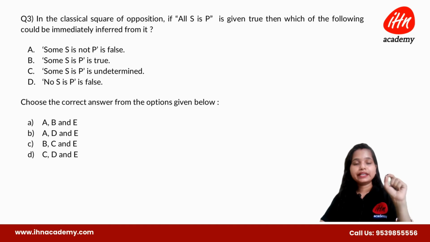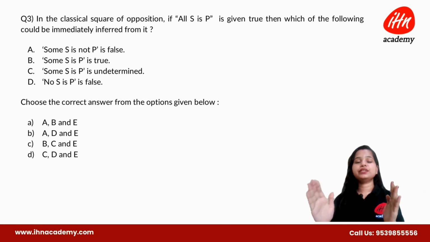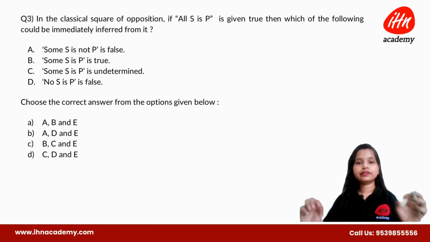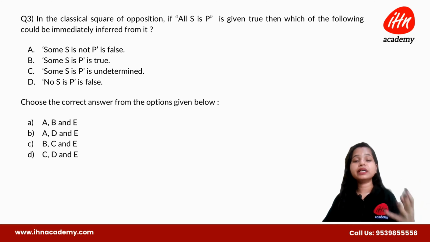Option number A is correct because it is saying that all S is P, that means every S is P. So some S is not P should be false. So it is correct. Then some S is P is true. It is also correct. All S is P, सारे S P हैं. So some S is P, it is 100% true. Okay? जब सारे ही P हैं तो some तो P होंगे. Clear? Then some S is P is undetermined. It is wrong. It is not undetermined. We can determine that some S is P is true because all S is P is true.